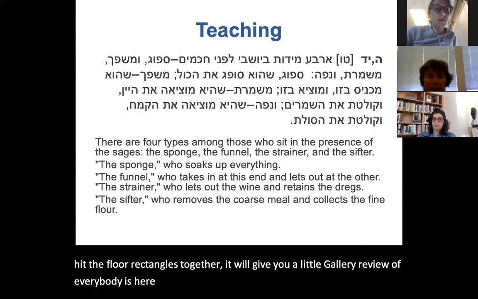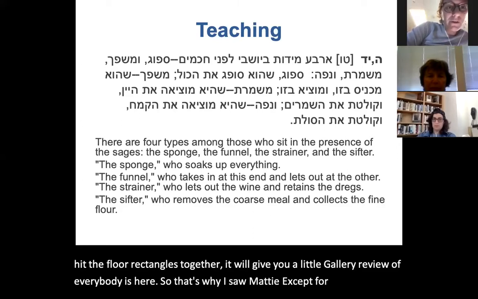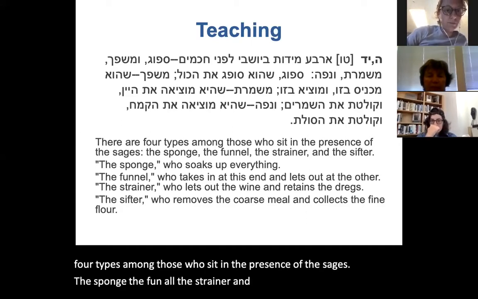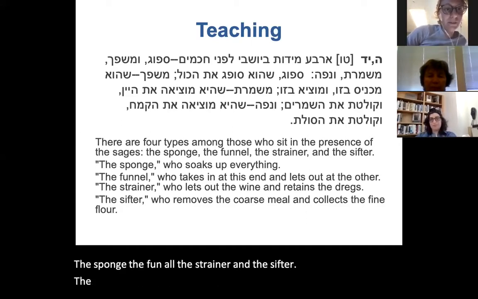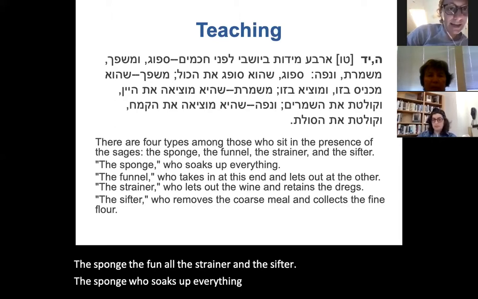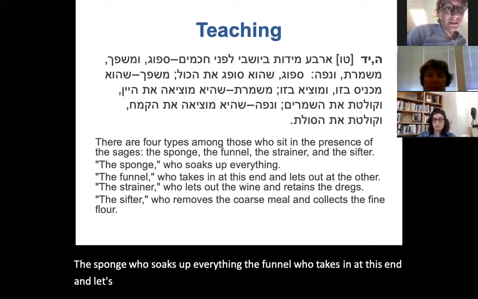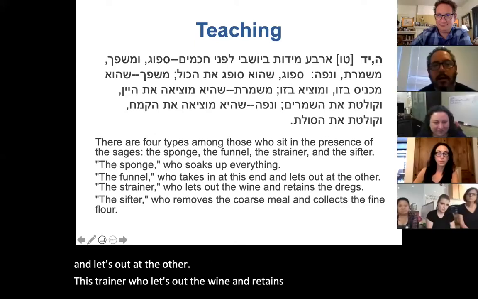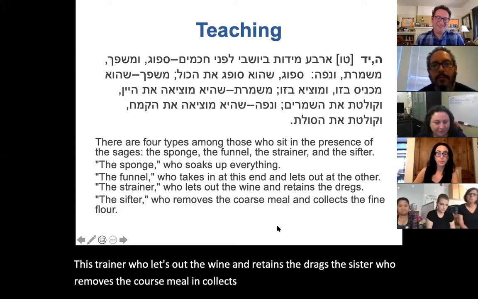There are 4 types among those who sit in the presence of the sages: the sponge, the funnel, the strainer, and the sifter. The sponge, who soaks up everything; the funnel, who takes in at this end and lets out at the other; the strainer, who lets out the wine and retains the dregs; the sifter, who removes the coarse meal and collects the fine flour.